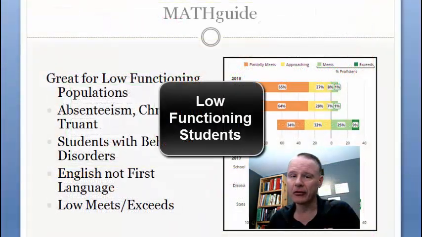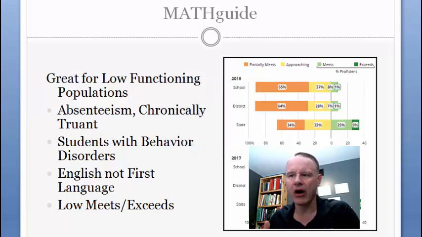MathGuide is extremely valuable for low-functioning students. As you can see here, students who have absenteeism or are chronically truant, those students who are not in school a lot still have the opportunity to receive an education by accessing this content online. As a teacher, I have often given these students who are at home for one reason or another information so they can continue on while at home. Likewise, students who are no longer able to receive services at school and are at home because of behavior disorders still have the opportunity to receive math education.